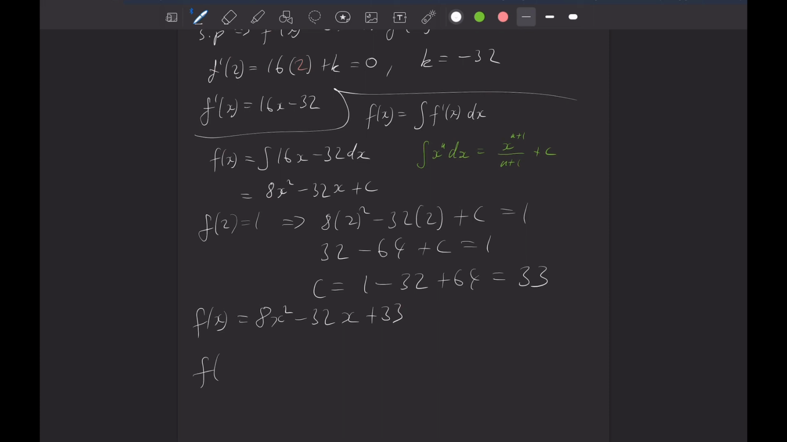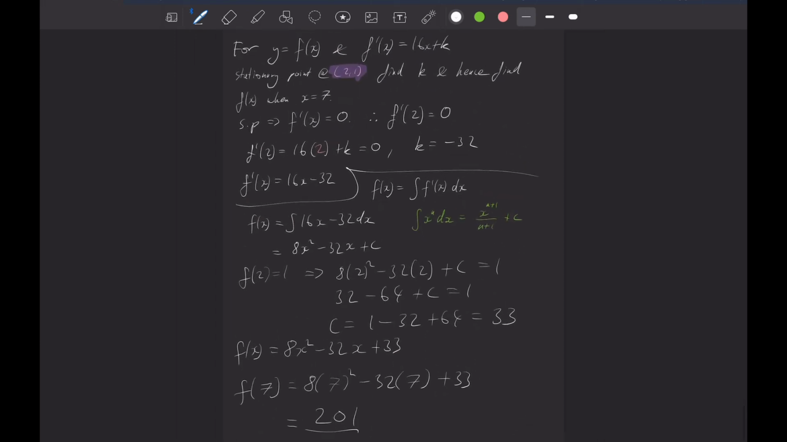So the crux of the question, what is the function at 7? So that's 8 times 7 squared minus 32 times 7 plus 33. Check that in your calculator and you will get 201. Okay, good luck.